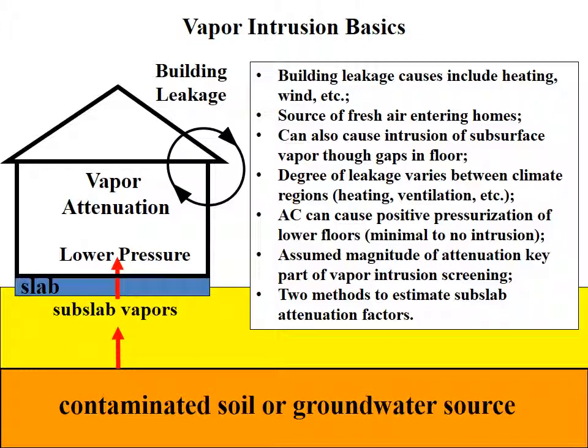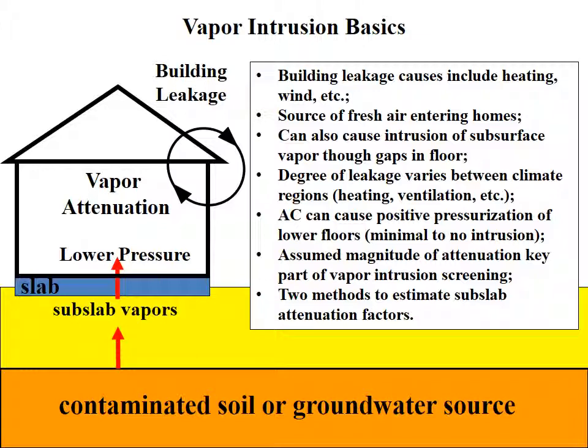The degree of leakage can vary dramatically between different climate regions, based on how the building is heated and ventilated on a yearly average. One point to make is that when buildings are air conditioned, the lower floors of the building can become overpressured. So essentially you'll get minimal to no vapor intrusion under this scenario.